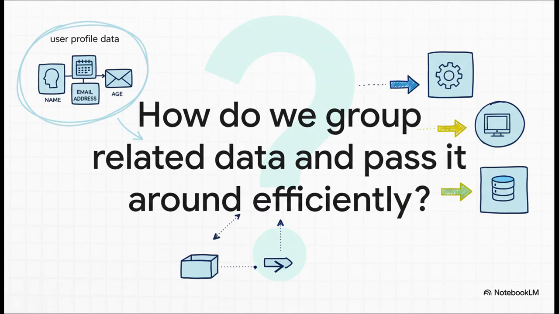So, think about it. You've got a user's profile, right? It's got a name, an age, an email, all these separate little pieces of info, but they all belong to one single person. So how do you bundle all that stuff together and then pass it around in your program without making these clunky, slow copies every single time? That's the exact problem we're going to solve today.